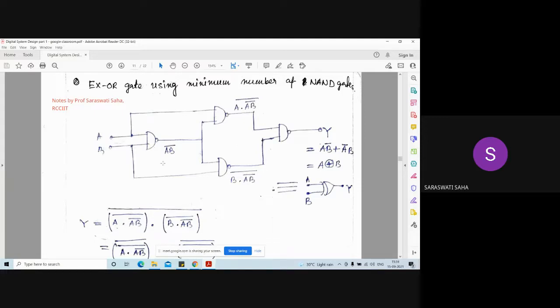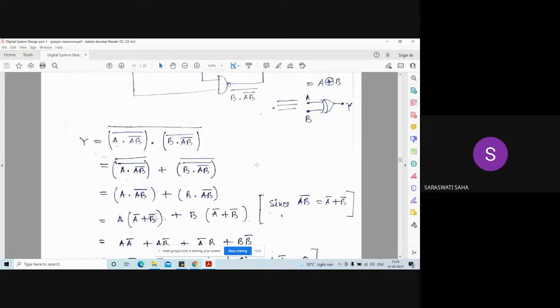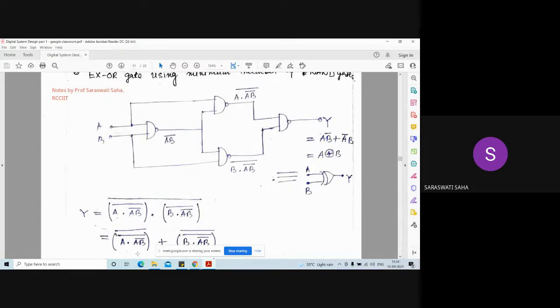How many NAND gates are required? 4. One to get this term A B'. Another to get this term. Two input NAND gates are required. And finally, from these two terms, you will get the output using this NAND gate. Here is the simplification. Taking this input A, what will be the output? This is NAND between A and AB', so A dot AB', which is AND, then take complement. Here, B and one input comes from here. So B dot AB'.